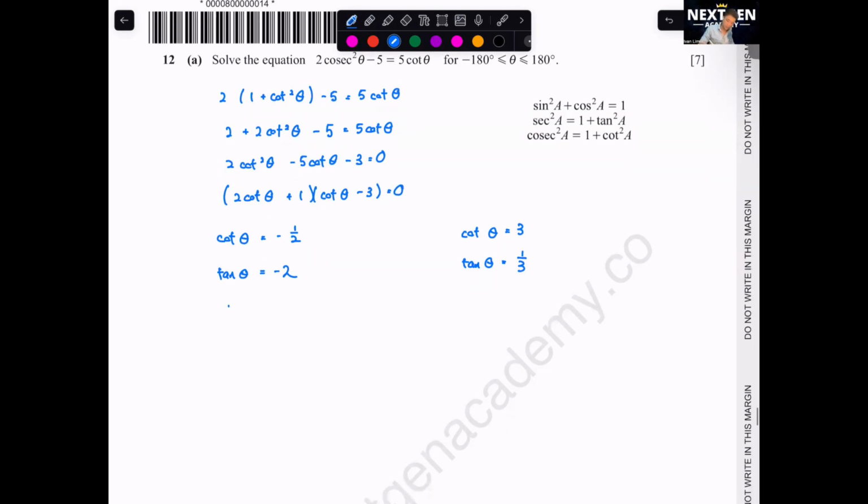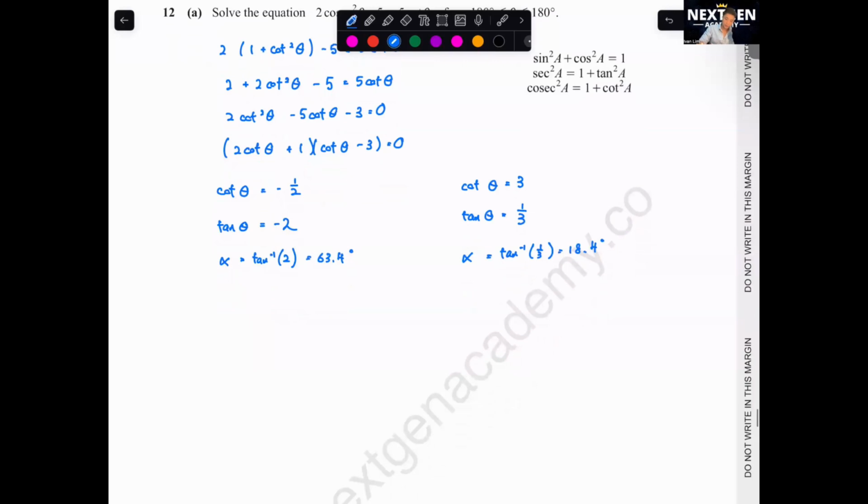Okay, so base angle, alpha, inverse tangent 2, you don't put the negative inside first. Our base angle here will be 63.4 degrees. Okay, actually we can do it simultaneously. Alpha here, inverse tangent, 1 over 3. Here is 18.4 degrees.